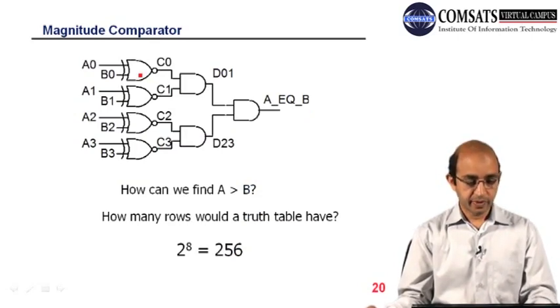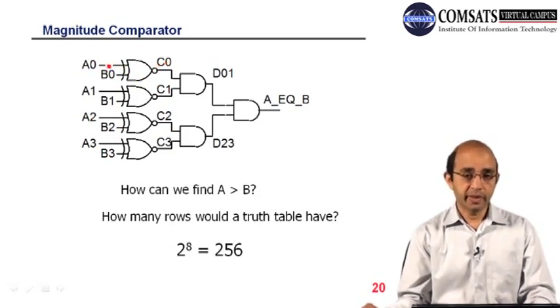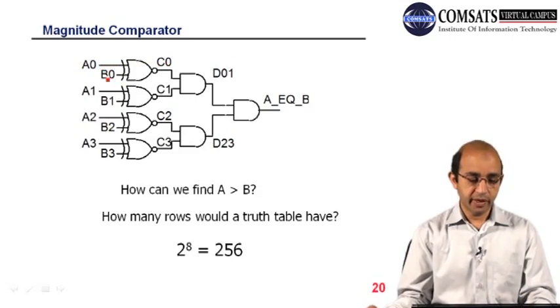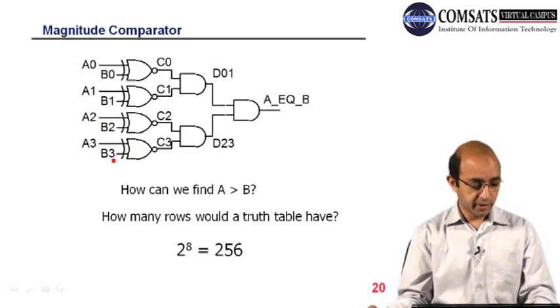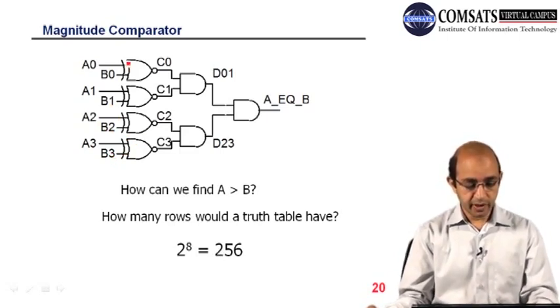So here we have two numbers, 4 bits each. This is the circuitry, and you can see that we have A0, A1, A2, A3, B0, B1, B2, B3. We are comparing each bit: A0 is compared with B0, A1 with B1, A2 with B2, and A3 with B3. So we are having the outputs C0, C1, C2, C3.